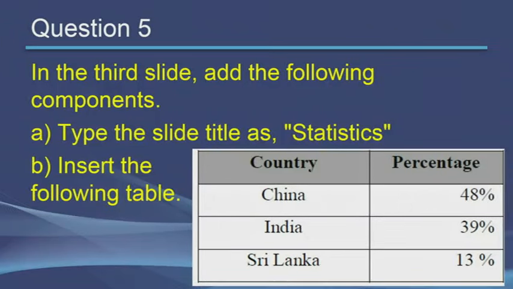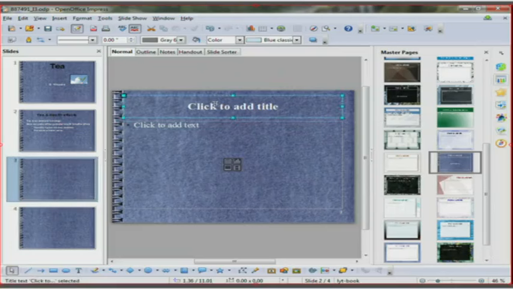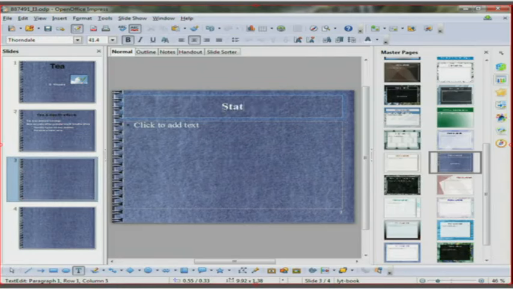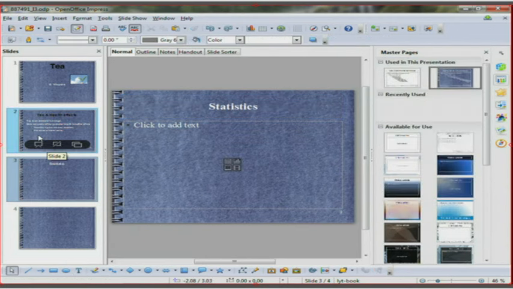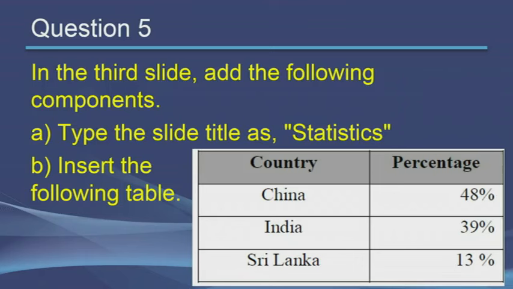In the third slide, add the following components. Question A, type the slide title as statistics. So here in this question, it didn't ask to format it, so you can just type the word statistics. No need of any formatting here. Okay, let's go to the second question from question 5. It was asked to insert the following table.